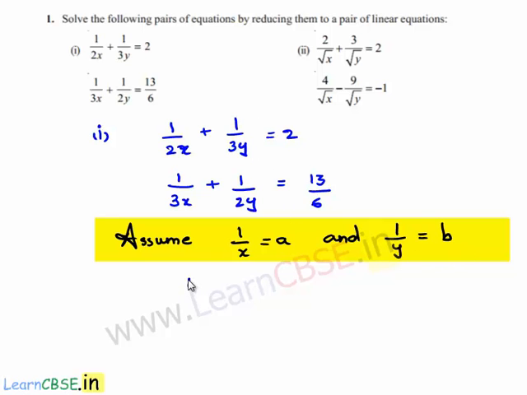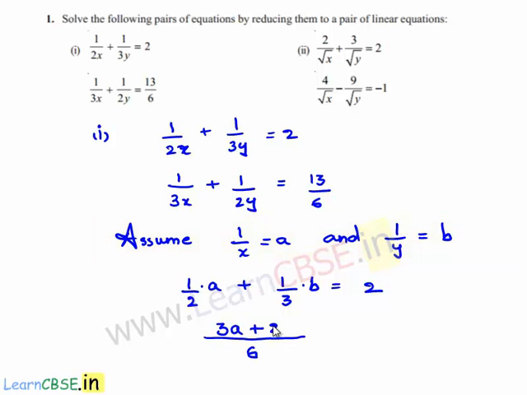This becomes 1 by 2 times of a plus 1 by 3 times of b is equal to 2. On taking LCM, we get LCM as 6, and this becomes 3a plus 2b is equal to 12. So name this equation as equation number 1.